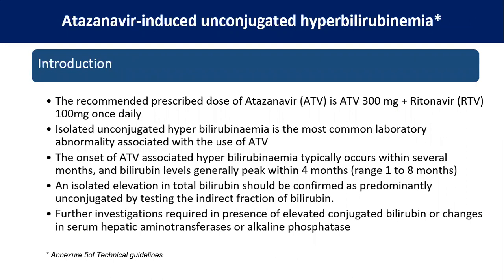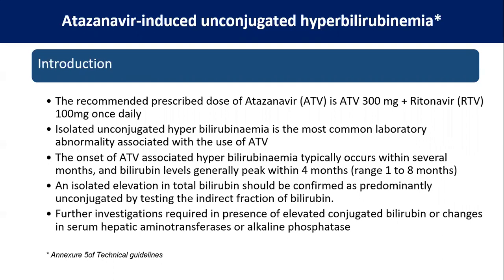Atazanavir-induced unconjugated hyperbilirubinemia. The recommended prescribed dose of atazanavir is 300 milligram and ritonavir 100 milligram once daily. Isolated unconjugated hyperbilirubinemia is the most common laboratory abnormality associated with the use of ATV/r. The onset of ATV/r-associated hyperbilirubinemia typically occurs within several months, and bilirubin levels generally peak within 4 months, ranging from 1 to 8 months.